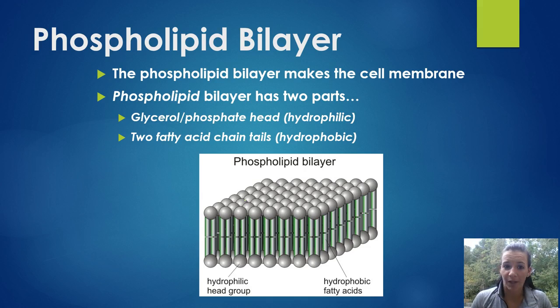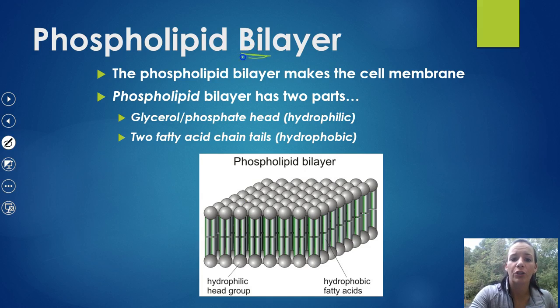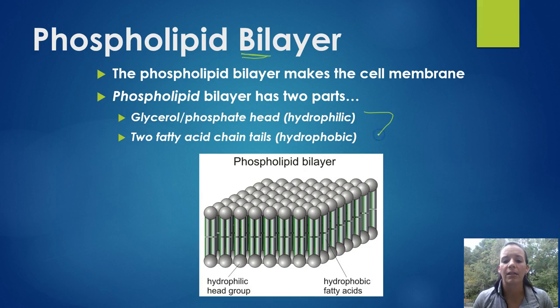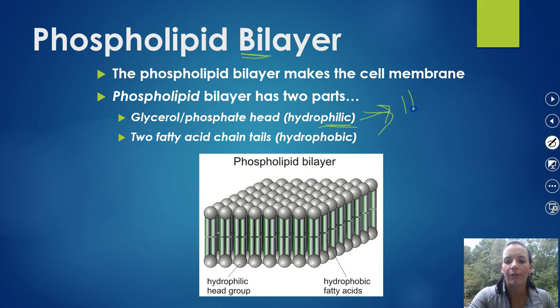So another name for the cell membrane is also the phospholipid bilayer, but technically this name is a little bit more of a description of its structure. So there's two parts to the phospholipid bilayer. There's the glycerol phosphate head, and then there's two fatty acid tails that make up the tail part of this phospholipid bilayer. So bilayer meaning two. So here's your two parts, and it's also important to note that one part is hydrophilic and one part is hydrophobic. So hydrophilic is water loving.